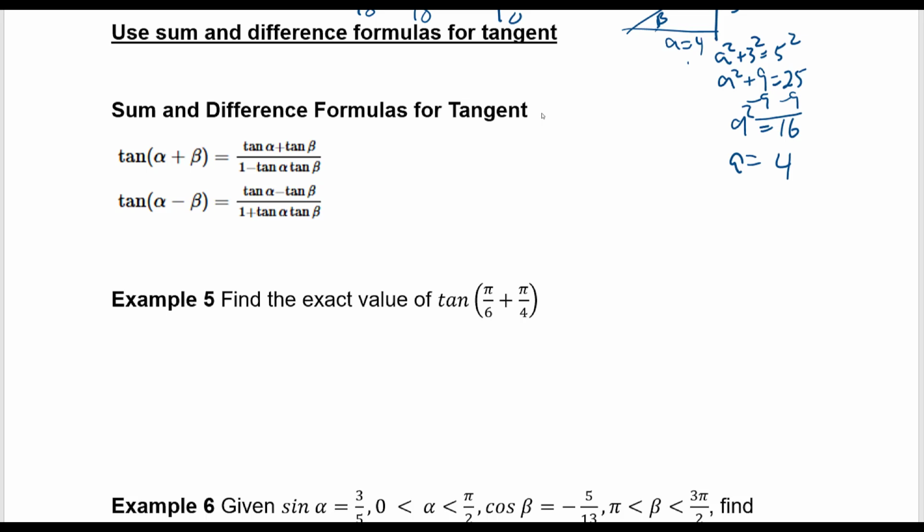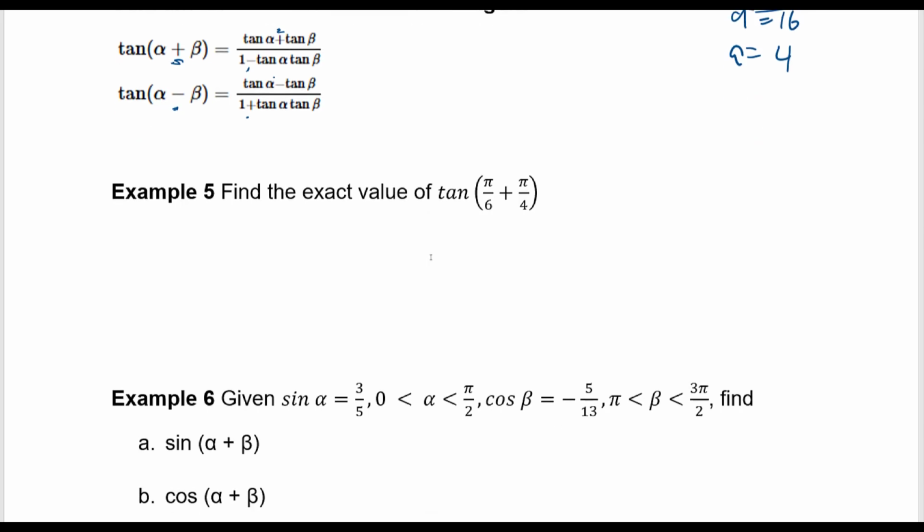Now we'll look at the sum and difference formulas for tangent. So tangent of alpha plus beta is tangent alpha plus tangent beta over 1 minus tangent alpha times tangent beta. And tangent of alpha minus beta is tangent alpha minus tangent beta over 1 plus tangent alpha times tangent beta. Just notice that when it's the plus, you get the plus on top, minus on bottom. When it's the minus, you get the minus on top, plus on bottom. Okay, so now we have a plus situation.